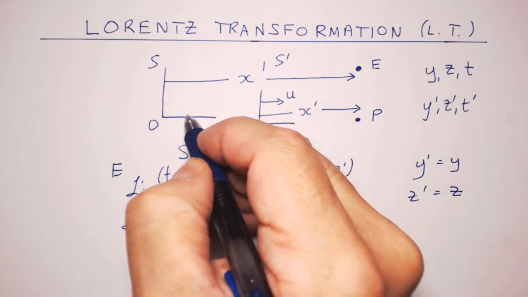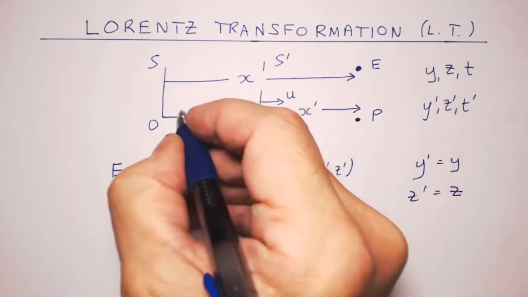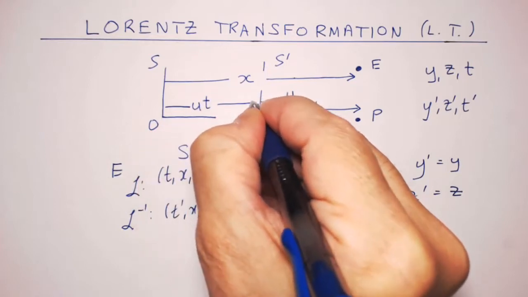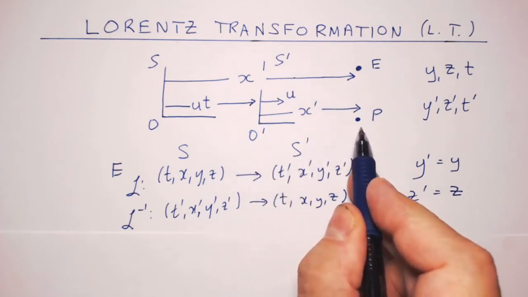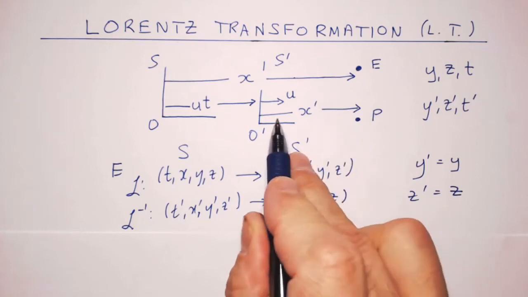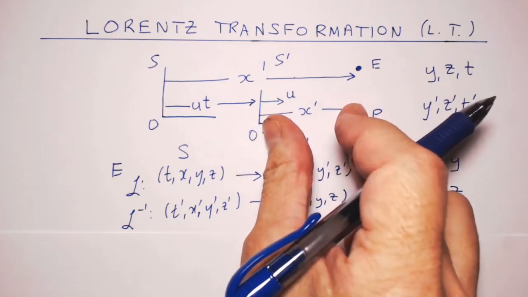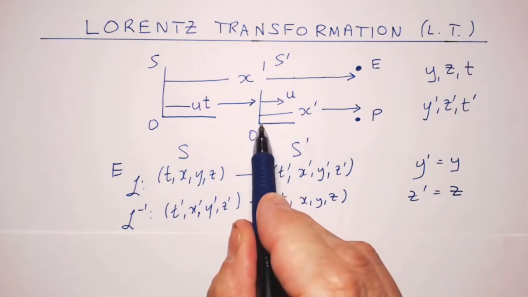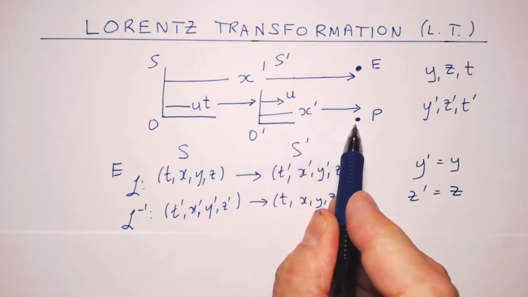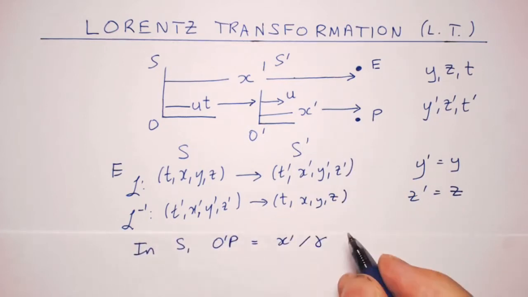In standard configuration, the frames were lined up at t equals 0. So at the later time t, when event E occurs, S' has moved to the right by this distance ut, corresponding to the displacement from O to O'. To find x' in terms of S coordinates, let's look at the distance O'P as measured in S, which is the distance x' length contracted, because S' is moving relative to S in the x direction. If x' were the length of a rod stationary in S' with one end at O' and the other end at P, then in S its length would be x' upon gamma. This point is crucial for the derivation of the Lorentz transformation.